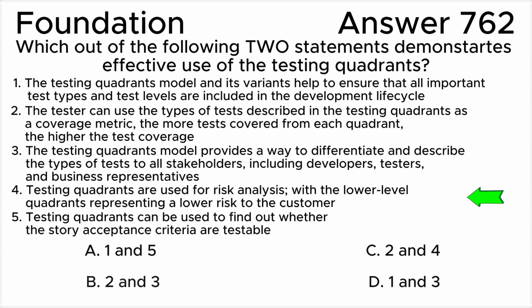Statement 4 is false. Testing quadrants have no correlation with risk level. Quadrants do not represent risk levels. They represent different purposes of testing, not risk severity. Statement 5 is false. Testing quadrants are not related to story acceptance criteria testability. Determining if acceptance criteria are testable is done through user story refinement, acceptance test design, and three amigos discussions. The quadrants are not used for this purpose.